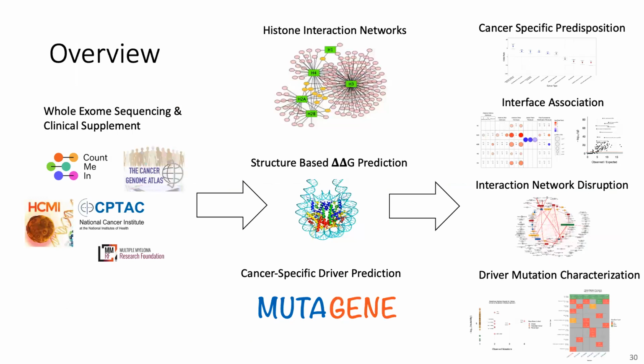So for a quick recap, basically what we've done with this project is we've gathered whole exome sequencing data as well as a clinical supplement. And alongside the use of histone interaction networks, structure-based delta-delta G prediction, and cancer-specific driver prediction, we've managed to determine how histone missense mutations associate with interaction interfaces, how they might disrupt these interaction interfaces, which mutations might be acting as drivers inside of a specific cancer type, and which specific cancer types may be more prone or less prone to harboring histone missense mutations.